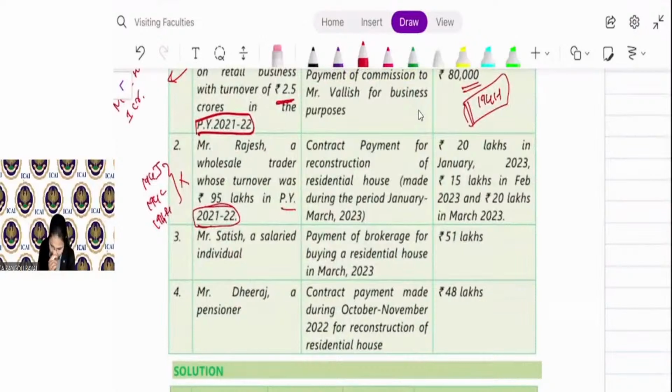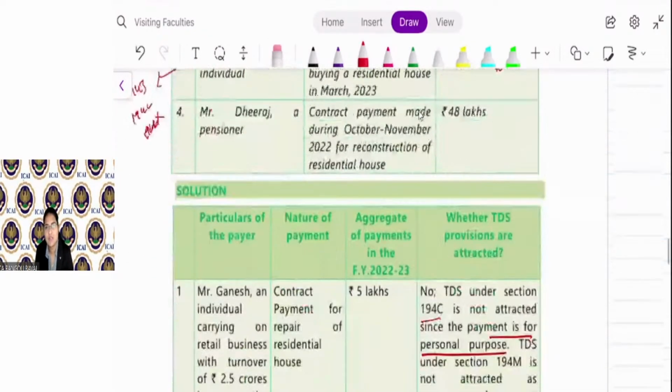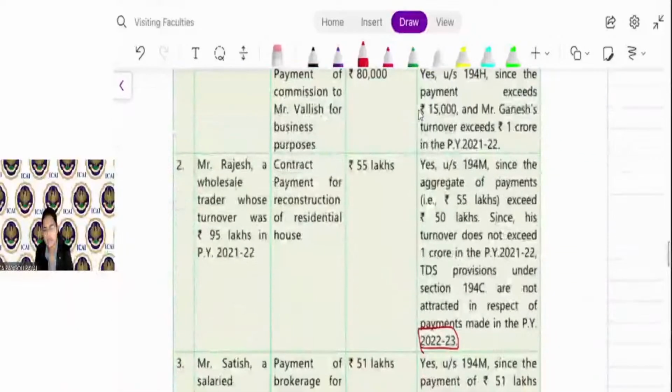Mr. Satish, a salaried individual, that means he does not have any turnover. So again 194J, 194C and 194H not applicable. Payment of brokerage for buying a residential house in March 23 and the value of brokerage is 51 lakh. Whether 194M is applicable, yes or no? Yes, 194M is applicable. Why? Because the brokerage value is more than 50 lakh.